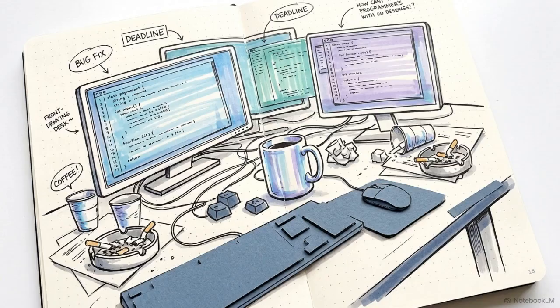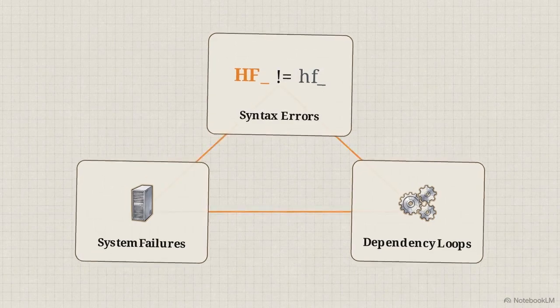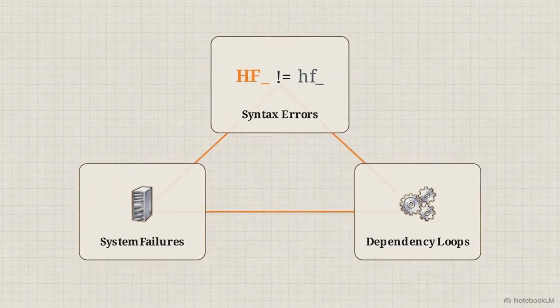And creating this pipeline was a brutal process. It was forged in a 30-hour caffeine-fueled marathon, filled with catastrophic system failures, endless dependency loops, and crippling syntax errors.